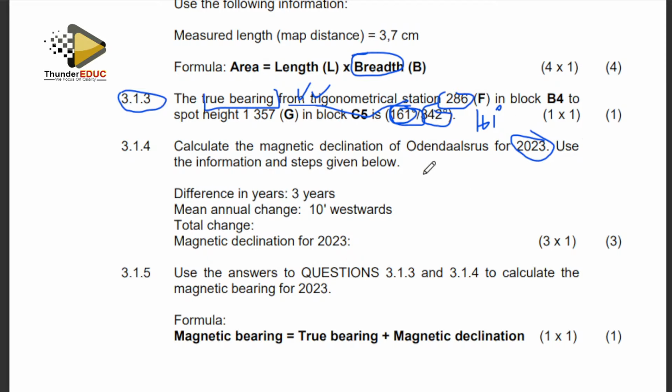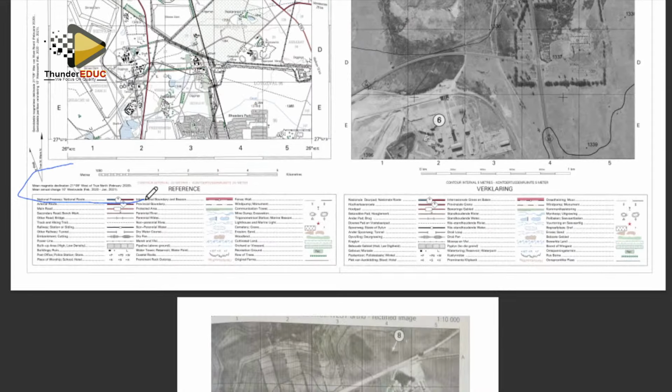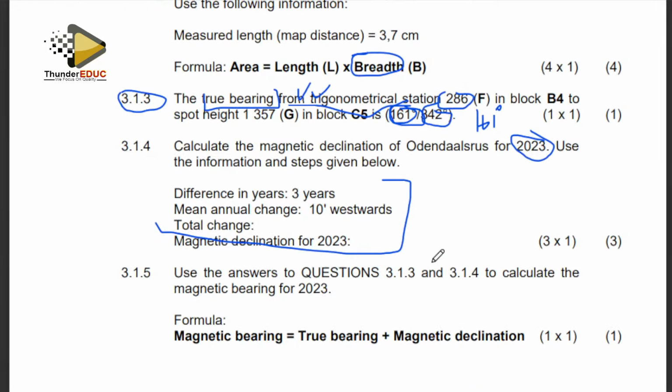Use the information given below. So this time around, they do not want you to go to the map. If you remember, I told you that we use this information here. But this time around, we are not going to use this information, because the information they want us to use is given here. So the difference in years is already calculated. The mean annual change is already calculated. So what are we calculating? We are calculating the total change. The total change is going to be this times this.